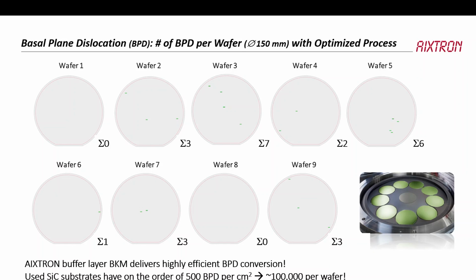So from 100,000 down to, I think, 7 here was the highest count from this run. It is quite an achievement. It actually gets you into a realm where you can actually make devices on a large scale. And this is to do with this extra buffer layer that we use in the desorption edge step.